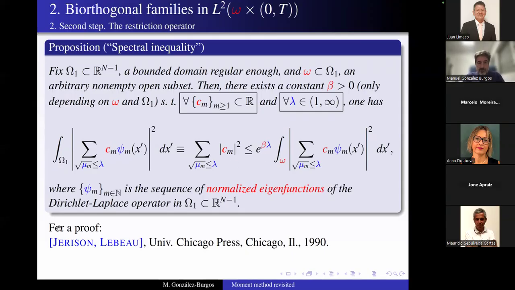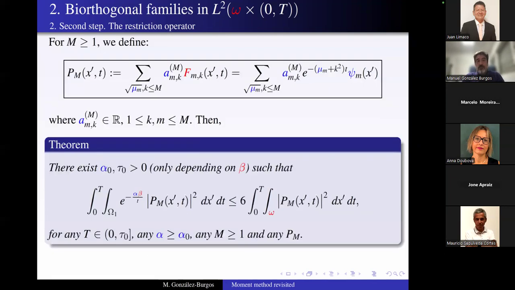This result was proved by Jerison and Lebeau, and it's very classical. Where are we going to use this property? We are going to apply it to a finite combination of f_{m,k}. We take a finite combination of the f_{m,k}. This is this quantity, the K_m times the negative exponential, and we can prove this theorem.